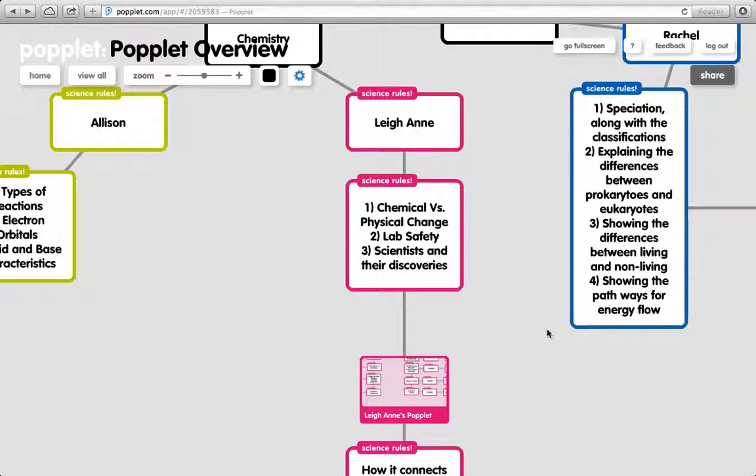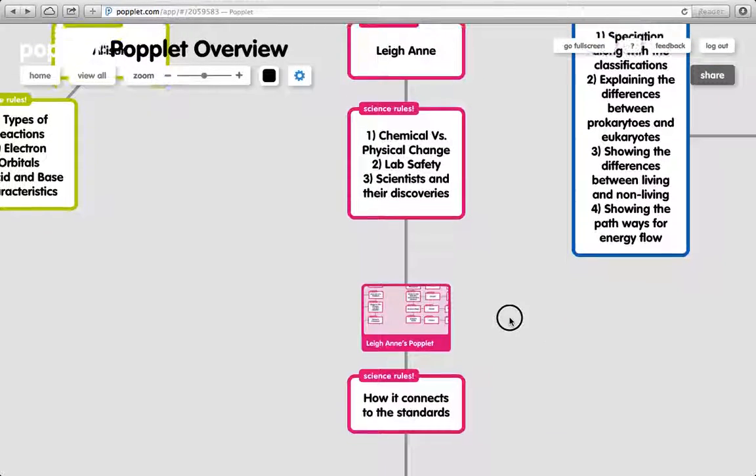Second one is lab safety. You connect the do's and the don'ts and how to. You can also include videos and other things to demonstrate lab safety. Scientists and their discoveries can also be used with Padlet, and I think that could show how scientists are linked and how things are connected. And you can probably even make a timeline with this, which would be really cool.